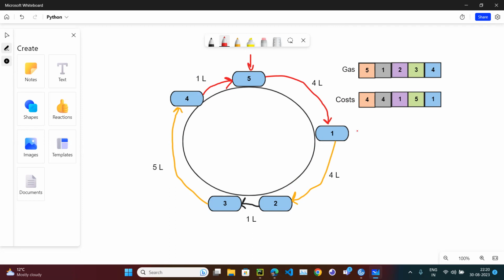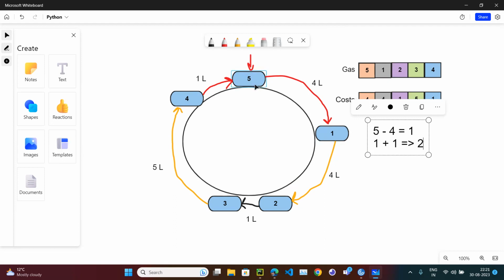As soon as I move to the next station, 5 minus 4 is equal to 1, because I already spent 4 liters on the way. So 1 liter is left, and as soon as I reach there, I will ask the gas station, can you fill the gas? So I will have 2 liters. Now I can travel from 5 to 1, but can I travel from 1 to 2? No, because now I have only 2 liters. To travel from 1 to 2, I need 4 liters of gas. So I can't start from 1.